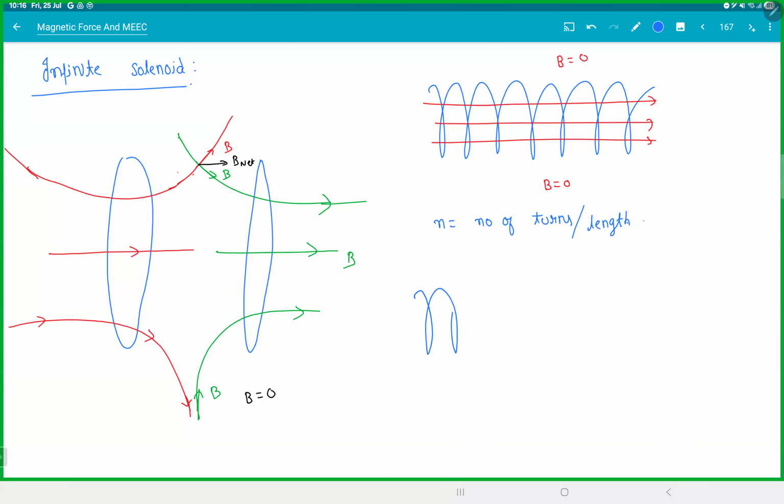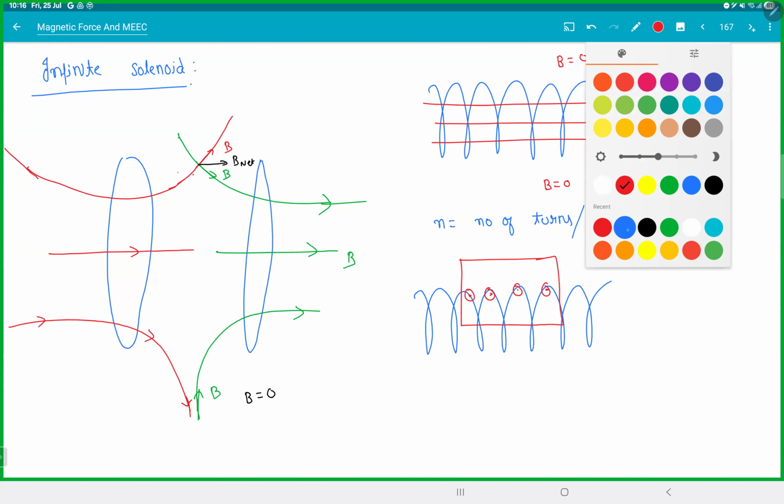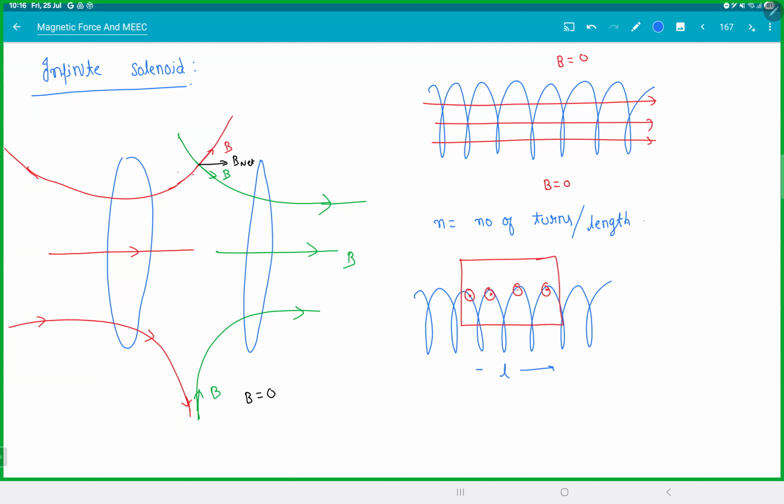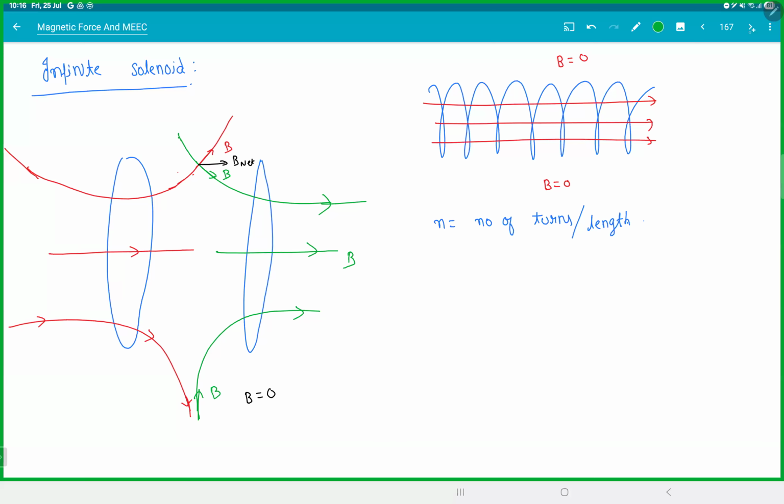Then what do we do? Consider an Ampere loop. So in this loop, if you observe, we have currents coming out of this loop. Remember, mu naught I is the current crossing the loop. Let this be L. Same story. Here the magnetic field is 0 outside. Let me show it in the next page.